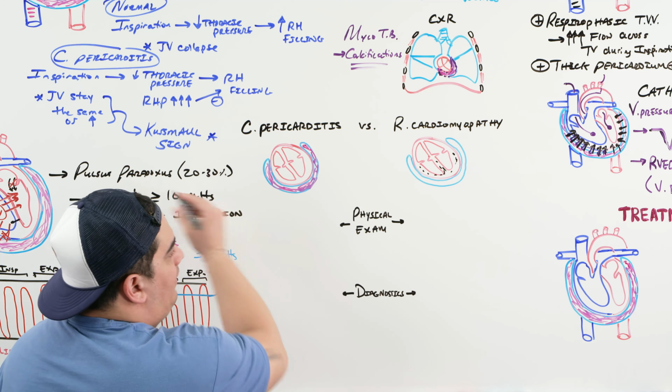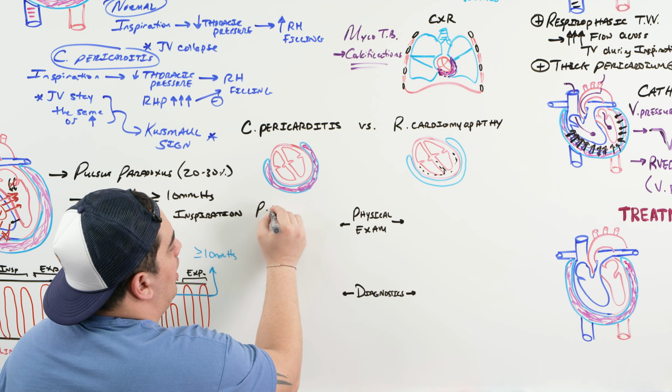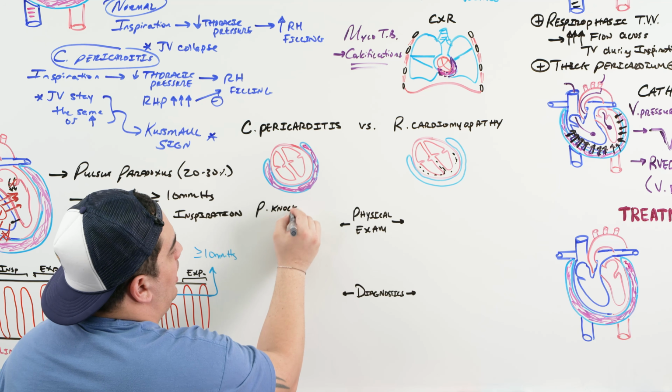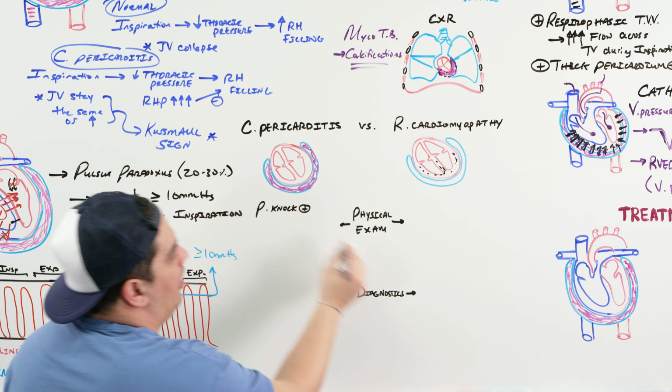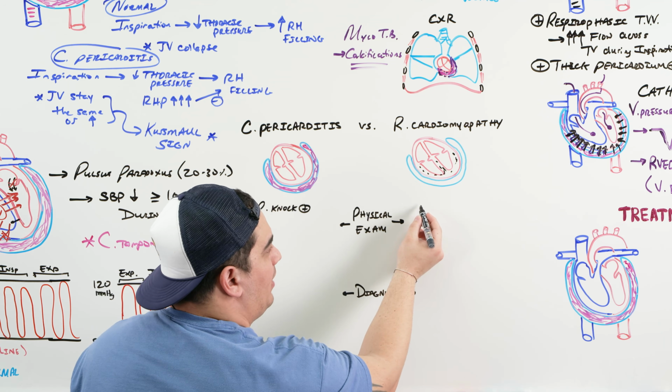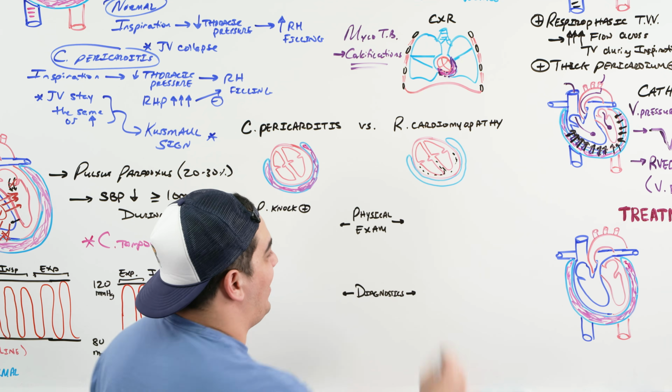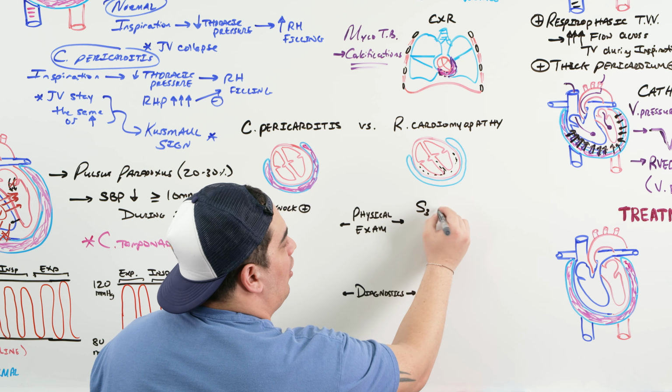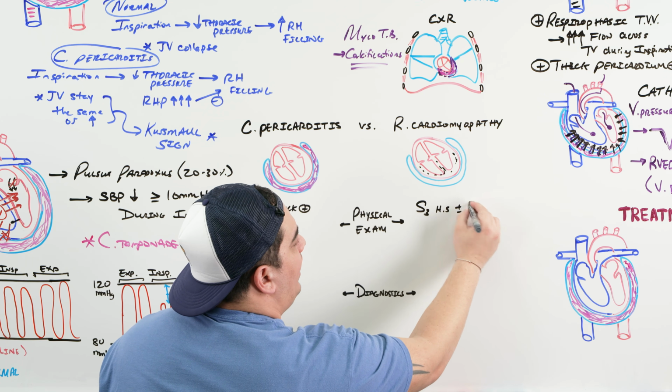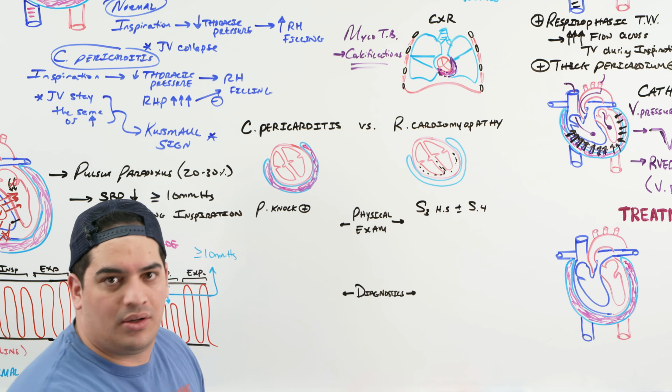Well, the first one is obvious, pericardial knock. I would hear a pericardial knock in a patient with constrictive pericarditis. I would not hear that in restrictive cardiomyopathy. What you would hear, if you watched our video on that, is an S3 heart sound. Maybe in the later stages they would have an S4 heart sound.